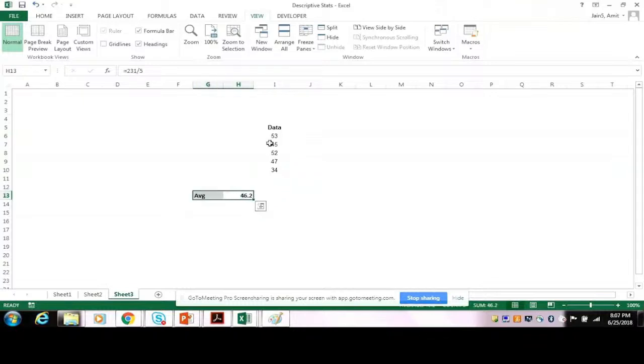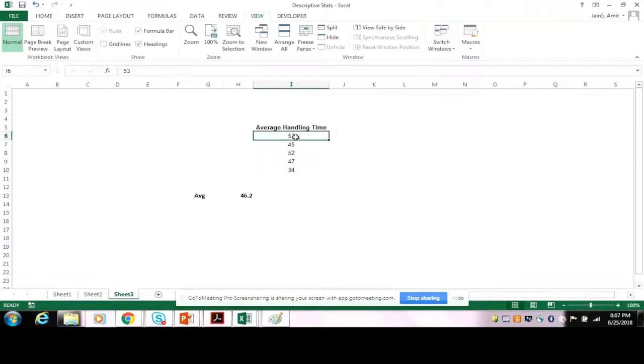So if it is the data for, let's say, the average handling time of a call in the company that you're working in, you can pretty much say that on an average the handling time is somewhere about 46 minutes in the organization that I'm working in. So you would be about right. Correct. Second is median.